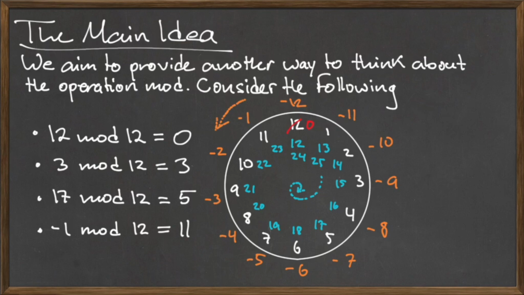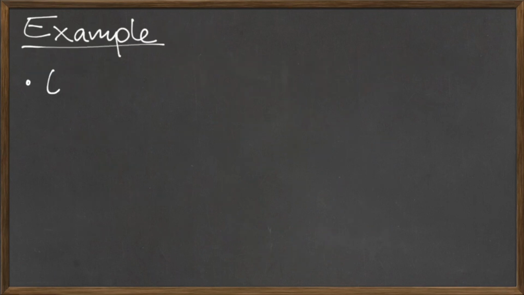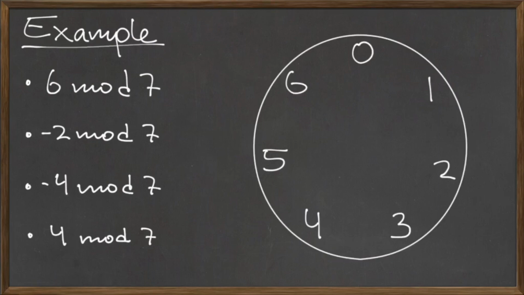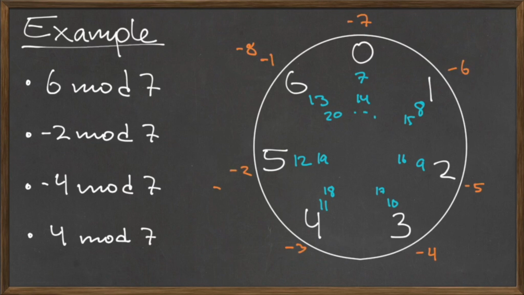For some additional practice, try the following example on your own. Try to compute the following 4 values, mod 7. To get you started, here is how you can visualize the mod 7 clock, with the values in white representing the actual mod or remainder values. The numbers in blue show how the mod repeats for positive numbers, and the numbers in orange represent how the mod repeats for negative numbers.